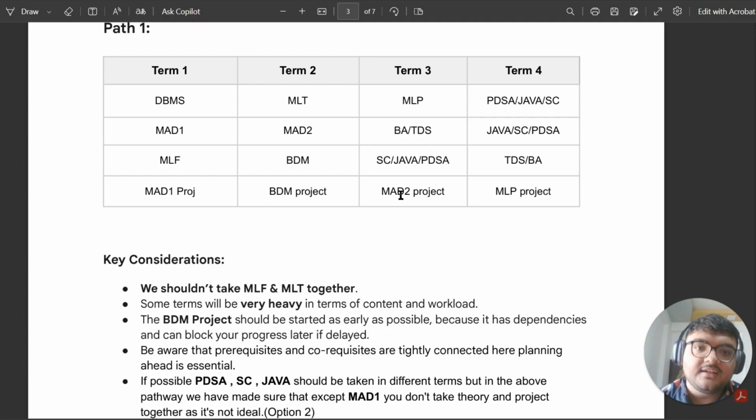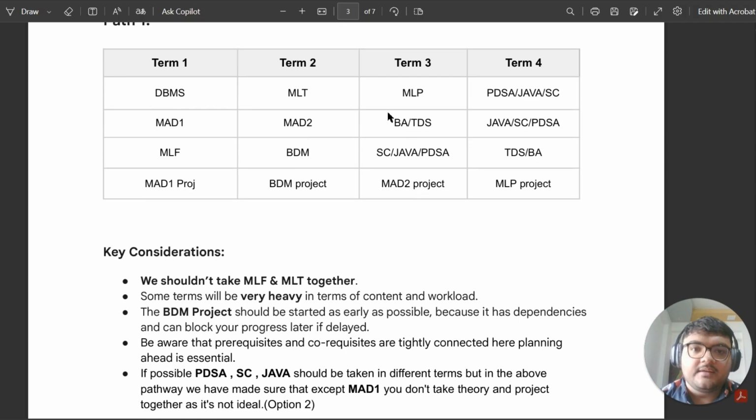Okay, so the MAD2 project is like a proper full stack project. You will make the back end, you will make the front end, and then you will do backend jobs, Celery, Redis, caching, everything is there. Then system commands will help you. And then you can take the other two subjects here, BA and TDS.